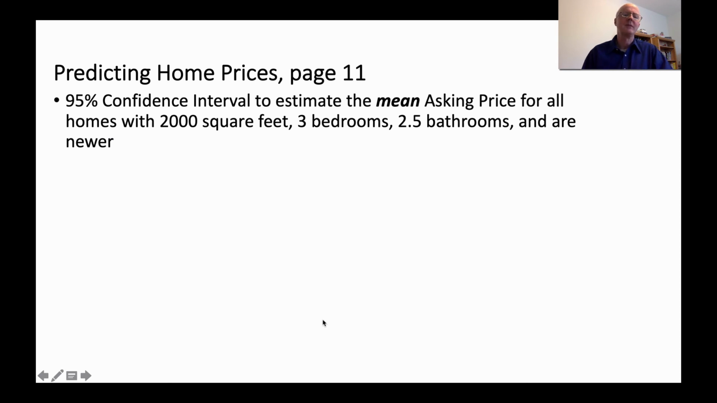Almost done here. A 95% confidence interval to estimate the mean asking price for all homes with certain fixed values of the explanatory variables. I picked 2,000 square feet, 3 bedrooms and 2.5 bathrooms, and newer, so the value of new would be 1 in that case. And I plugged them into a formula for this interval.